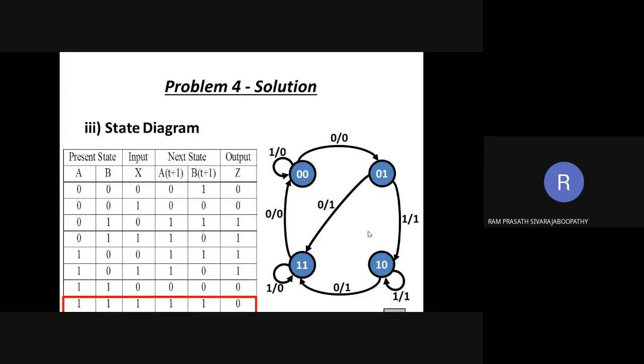Don't worry, Srihari. I will explain to you what present state is, what next state is, what input is, what output is. Don't worry.